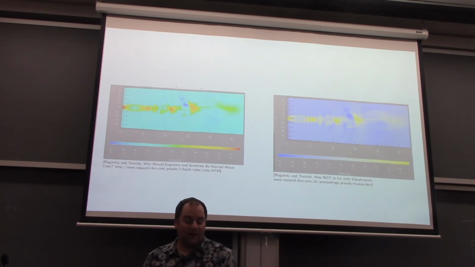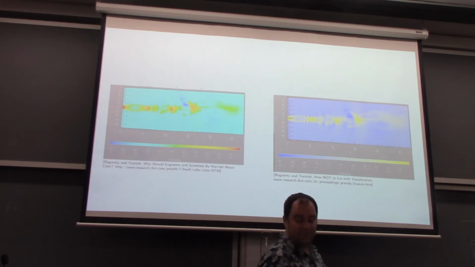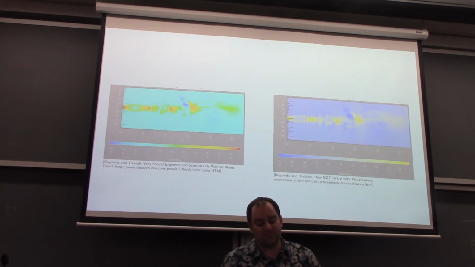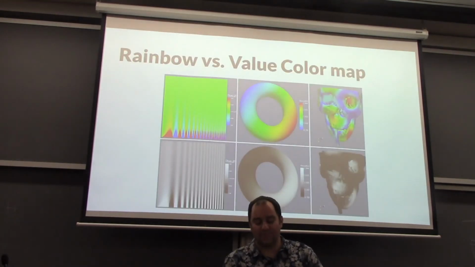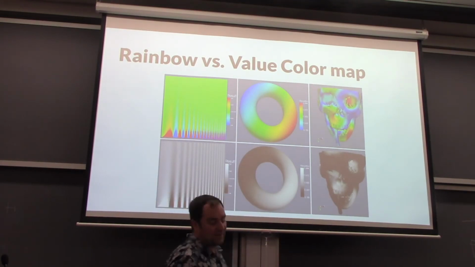Here's an example of the same flow data set with a rainbow color map and one with a value color map. You can see the extreme values quite well on the left, but then it introduces these wrong artifacts. Yet we see these kinds of charts a lot in scientific publications. It depends on your task. If you only want to see the highest value, this is actually quite good. But if you want a good understanding of the overall data set, then something like this is better. Here is just another example of rainbow maps versus a value color map.